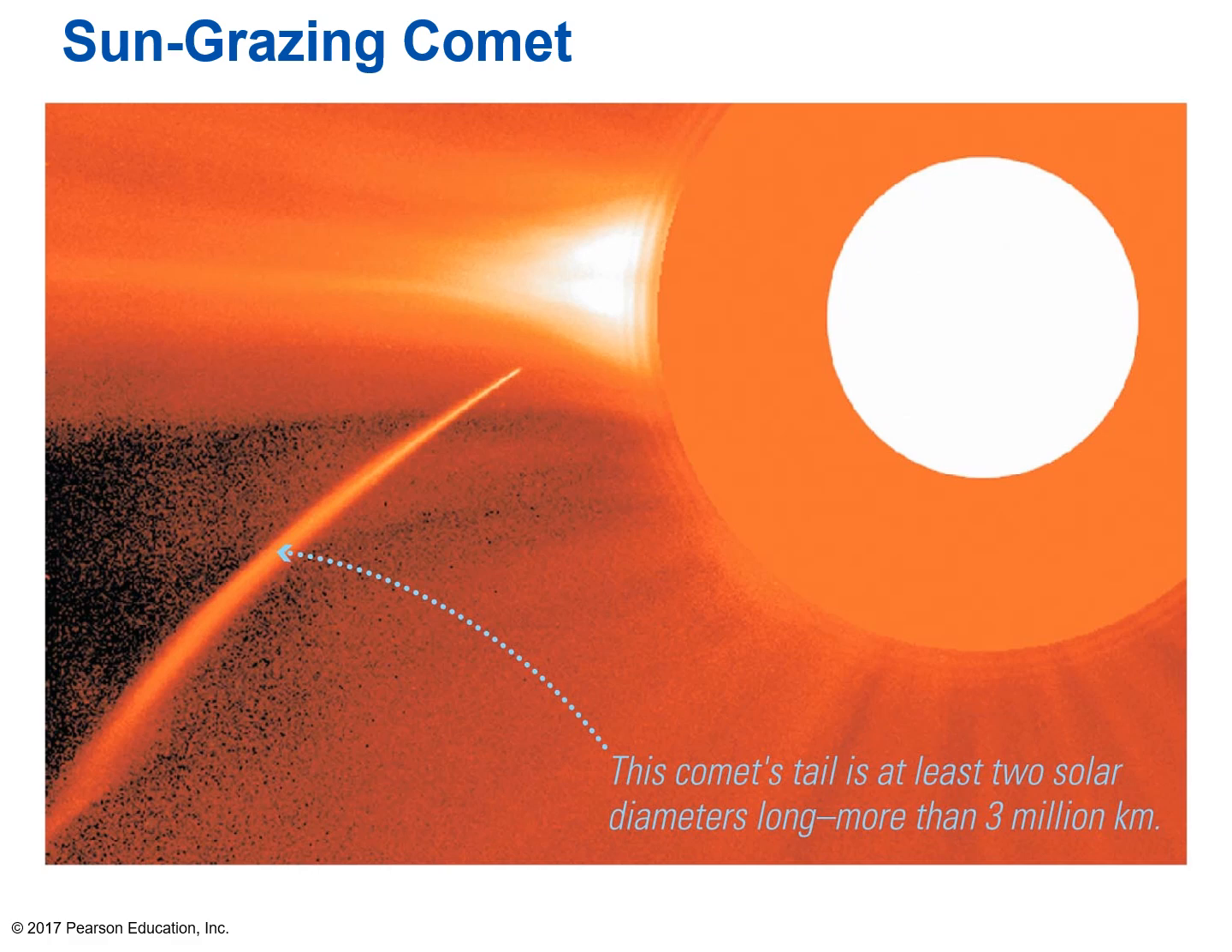Here is a picture of a sun-grazing comet. The blocked out circle in the upper right is where the sun is. This isn't actually the sun, it's just been blocked out, and they've put a white circle in its place. And it says this comet's tail is at least 2 solar diameters long, more than 3,000 kilometers. So as this comet is approaching the sun, its tail grows very large.